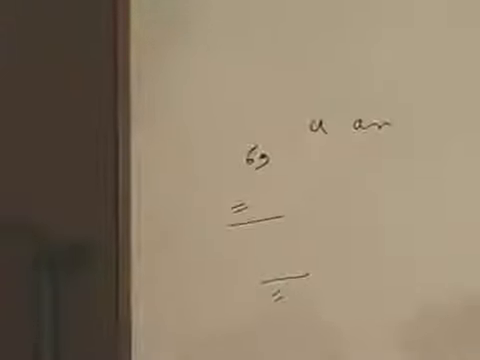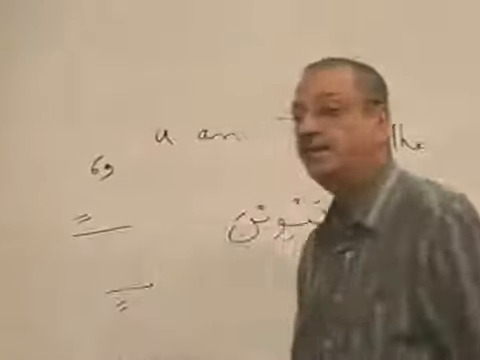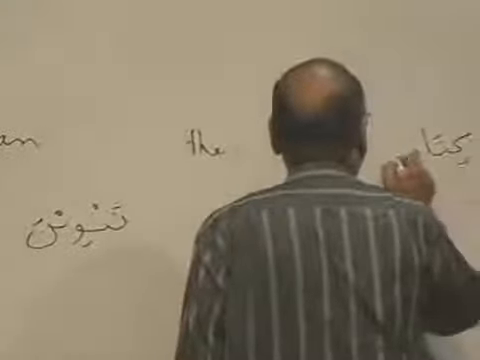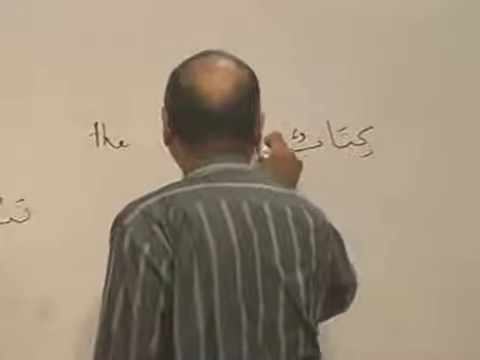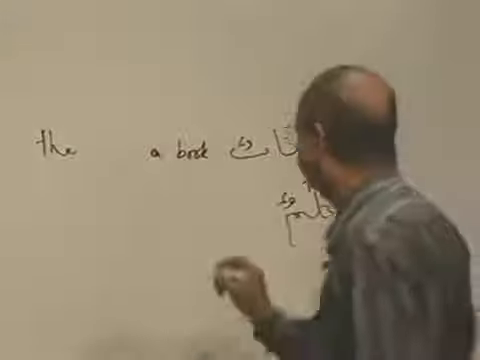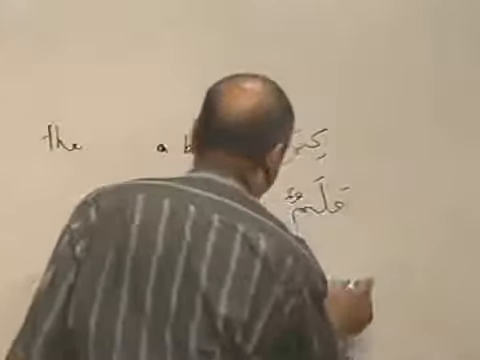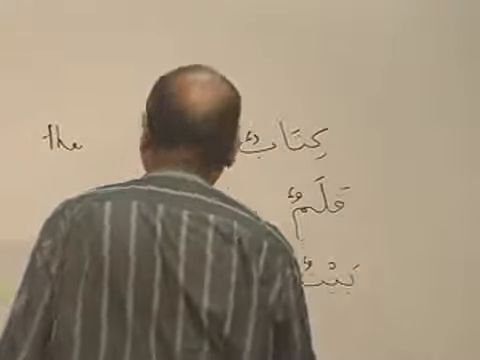This is called tanween. What is it called? Tanween. Tanween tells us that the noun is indefinite. Are you with me? Tanween will tell us that the noun is indefinite. If I say kitabun, what is the English? A book. If I say kalamun, a pen. If I say baytun, a house. Sahih, brothers and sisters?